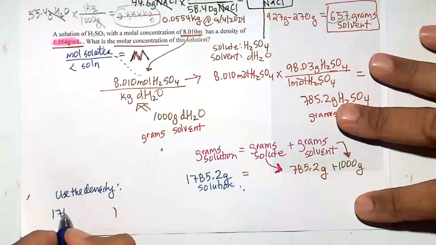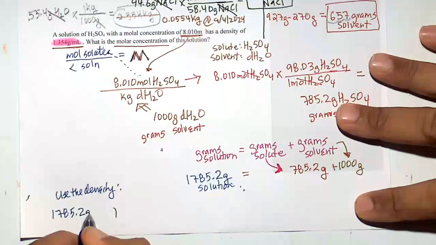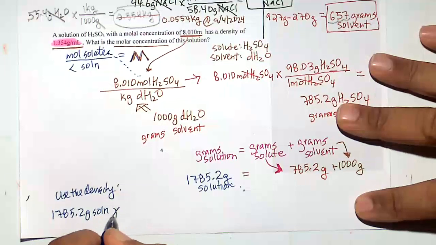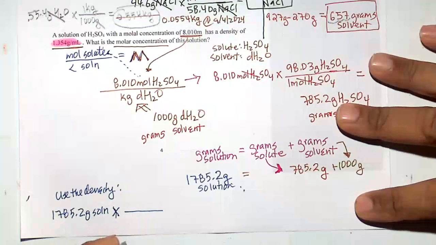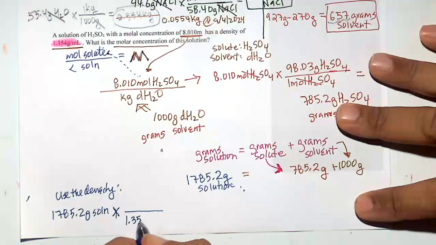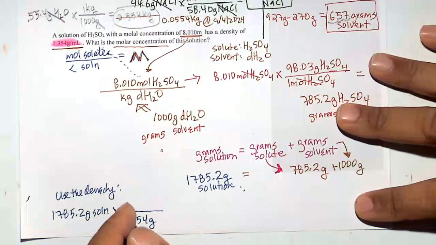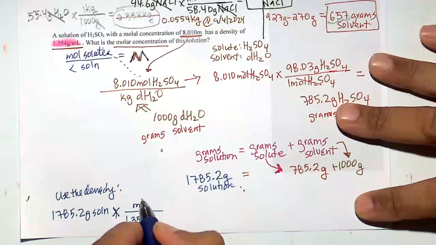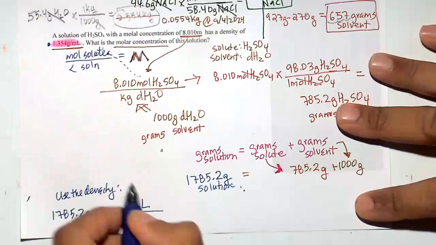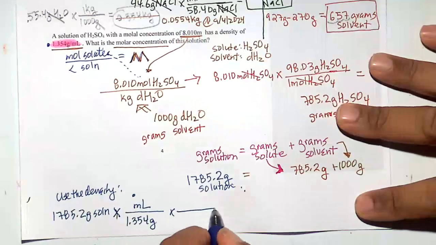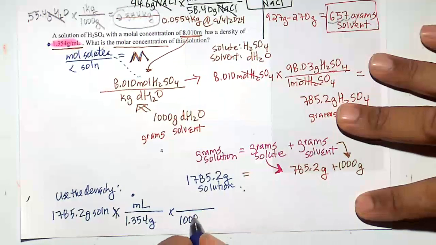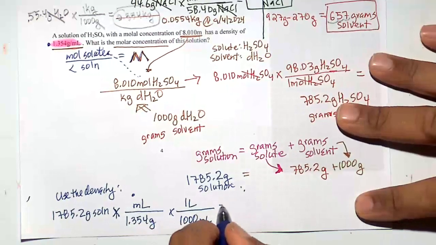So 1785.2 grams of the solution times our density. I'm going to put the 1.354 at the bottom to get my grams to cancel. Milliliters will be up on top. And then the conversion to liters is 1,000 milliliters is 1 liter.